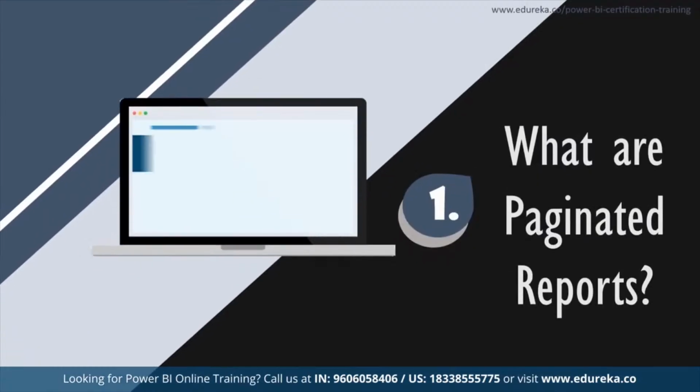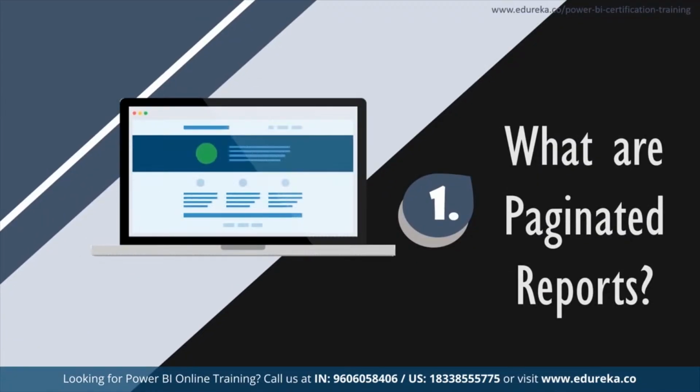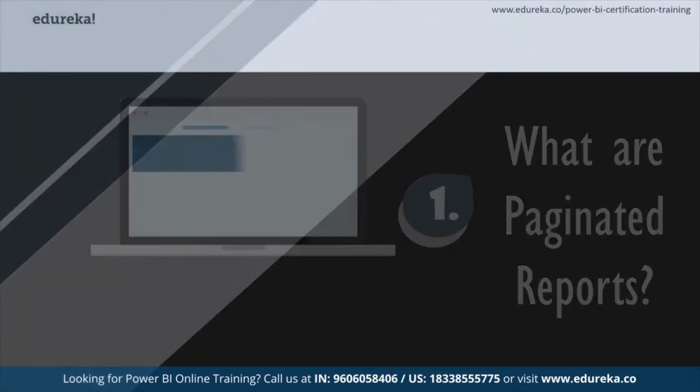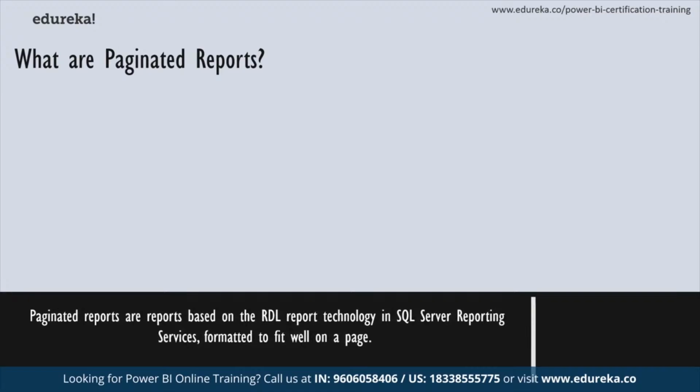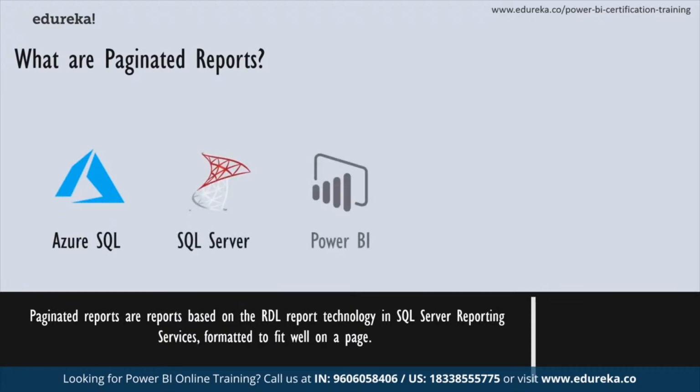Now let's start with paginated reports. What are they? I assume some of you might have already used SQL Server Reporting Services. For them, paginated reports are not a new thing. For people for whom this concept is new, these reports are called paginated reports because they are formatted to fit well on a page. They display all the data in a table, even if the table spans multiple pages, and hence are given the name pixel perfect reports, because you can control the report page layout exactly and precisely as you need it to be.